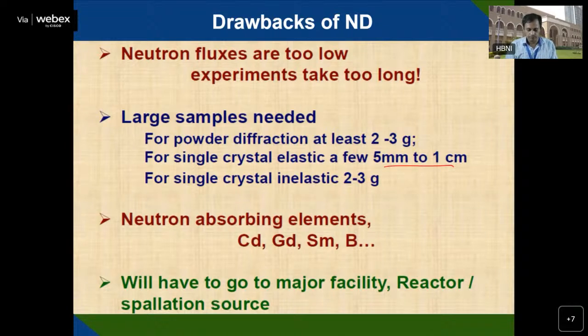But in the case of neutron diffraction, this much larger quantity of sample, 2 to 3 grams, you need for the analysis. And elements like cadmium, gadolinium, samarium, or boron absorb neutrons. So those types of elements are not possible to analyze by neutron diffraction, and you still have to go to a major facility like a reactor or spallation source to do all types of neutron diffraction analysis.